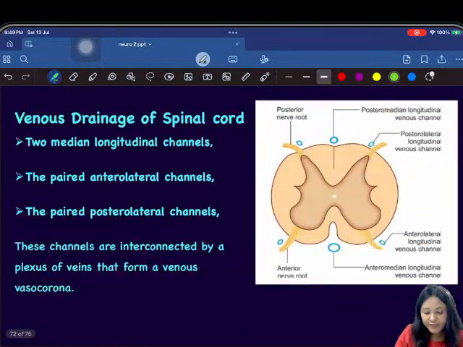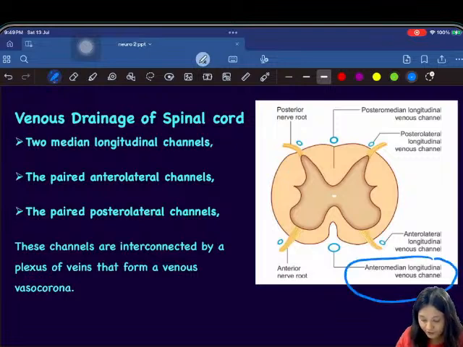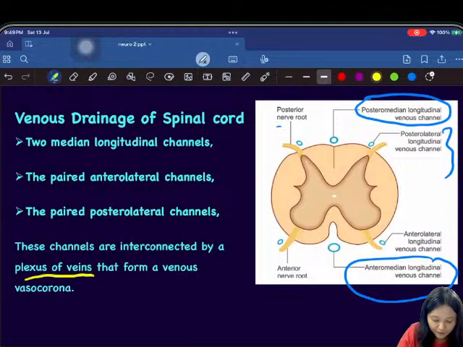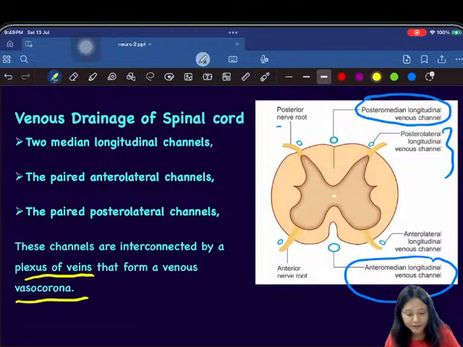Now about the venous drainage of the spinal cord, you have 2 medial longitudinal channels. So you can see here the anteromedian venous channel and the posteromedian venous channel. Then you have 2 paired channels, anterolateral channels and posterolateral channels as well, and they are also interconnected by a plexus of veins. They are known as vasocorona. So that is about the venous drainage.